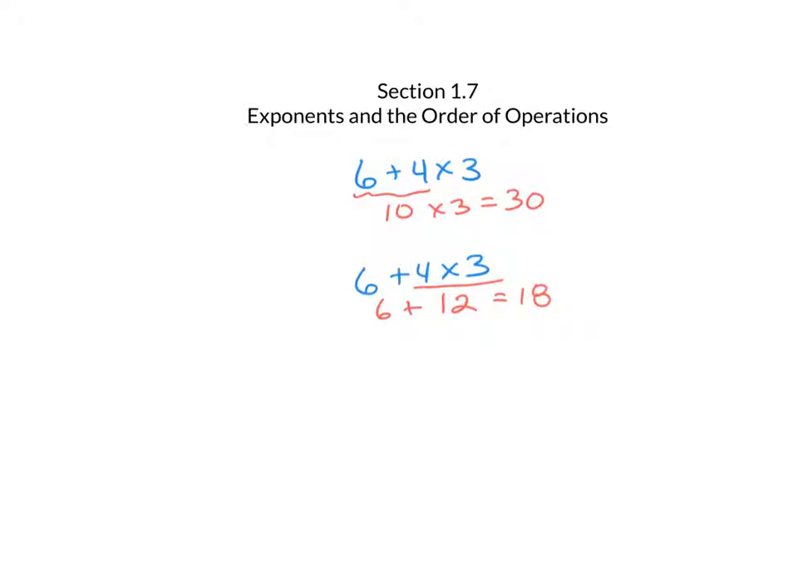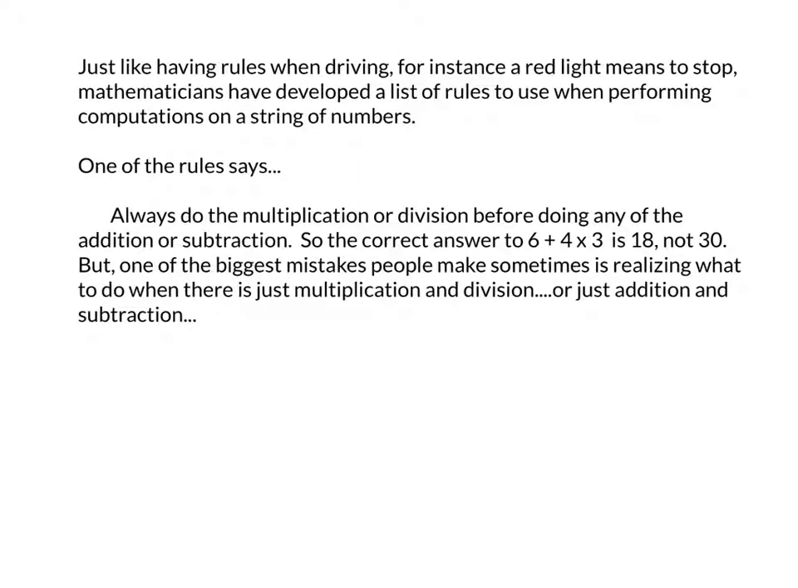And the correct answer has to do with something called the order of operations, more commonly known to many people as, please excuse my dear Aunt Sally. Let's explore that idea a little bit. Just like having rules when driving, for instance, a red light means to stop, mathematicians have developed a list of rules to use when performing computations on a string of numbers.